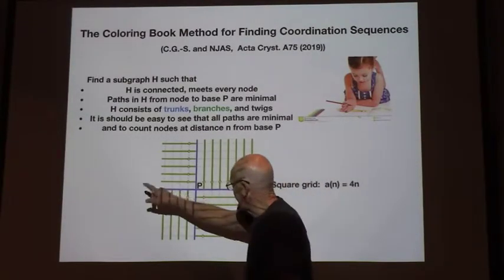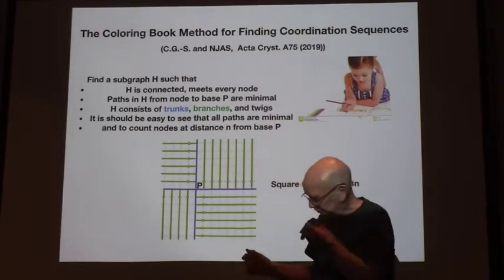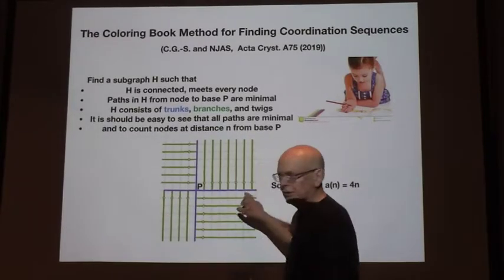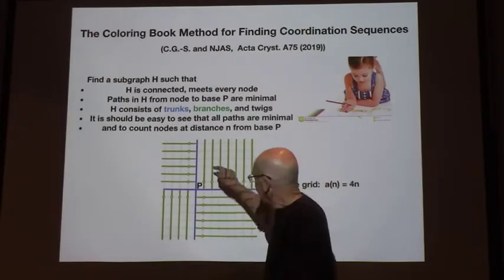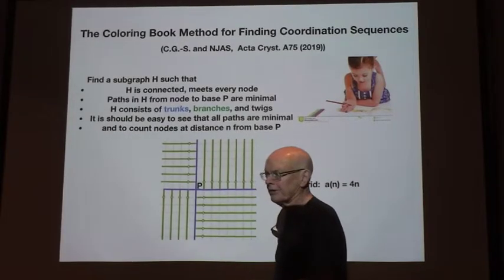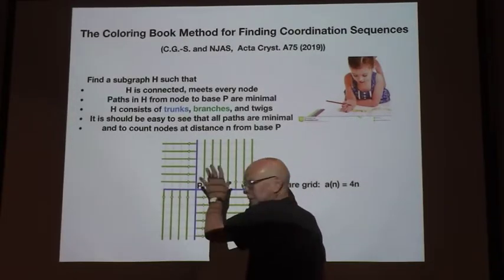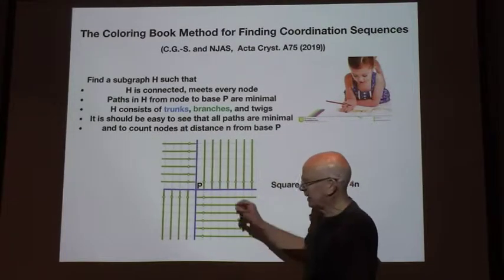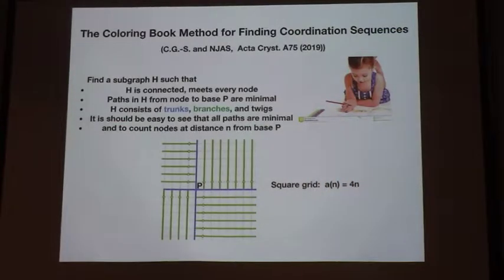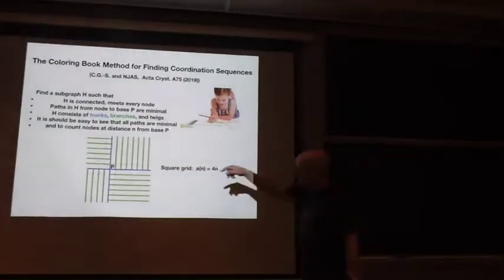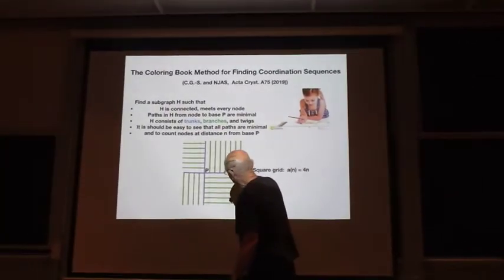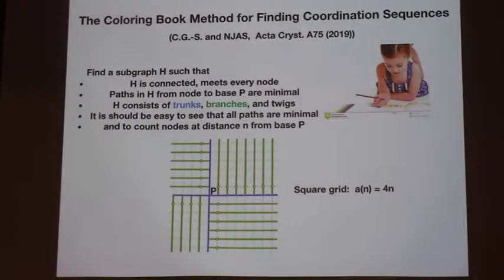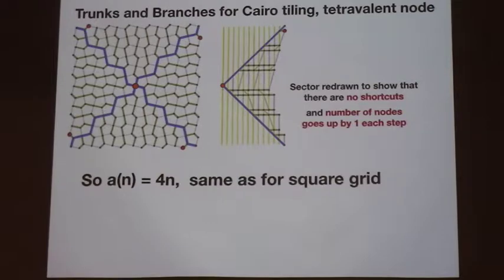So we use arboreal notation: we have trunks, which are in blue, and they're like the main lines. And then we have branches coming out of the trunks. And sometimes we have twigs, because the branches don't always meet all the vertices. And there are a couple of other properties. It should be obvious that there are no shortcuts, and it should be easy to count the number at each distance. And so we did that for the Cairo tiling.